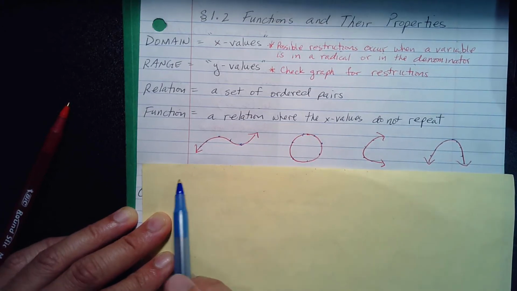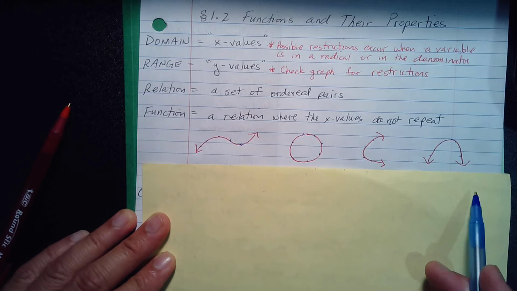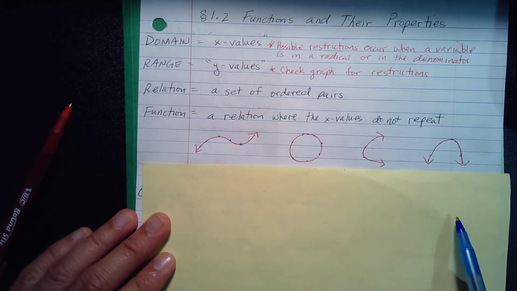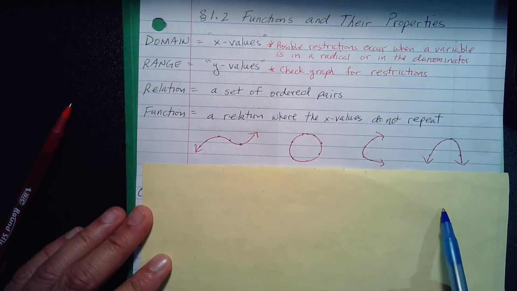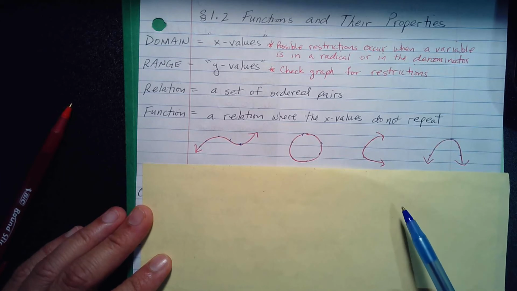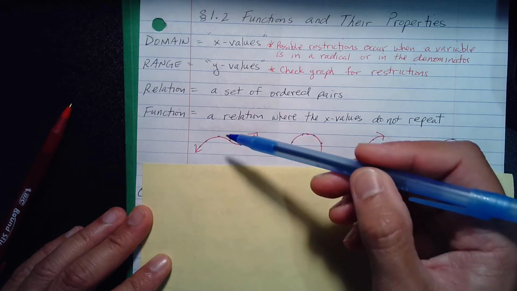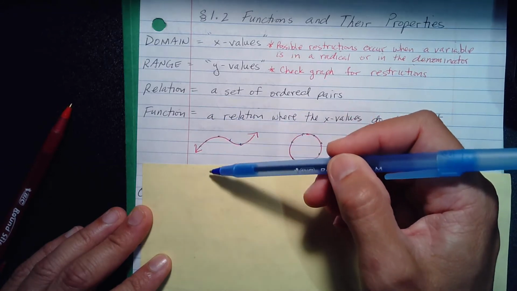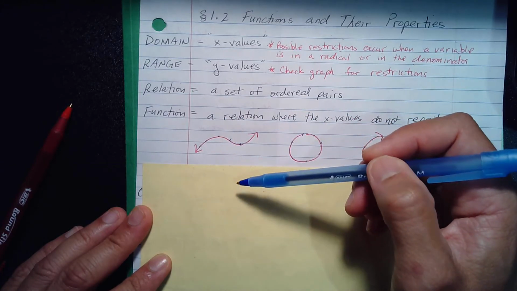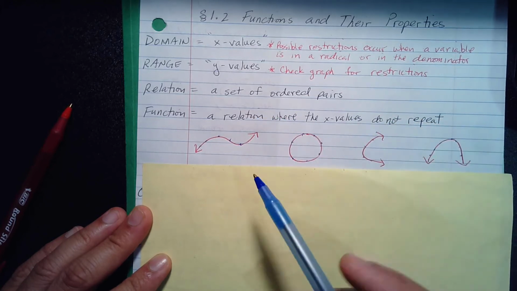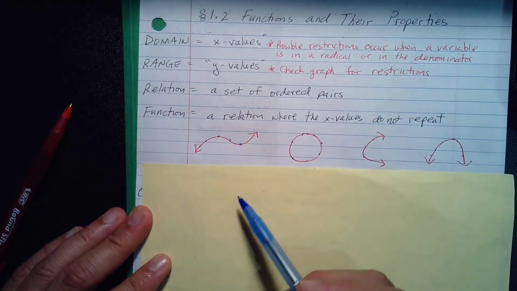So all of these are called relations. Now we just have to check which one is a function. So by using a vertical line test, you can check whether the relation is a function. If the vertical line crosses the graph twice or more, then it is not a function.